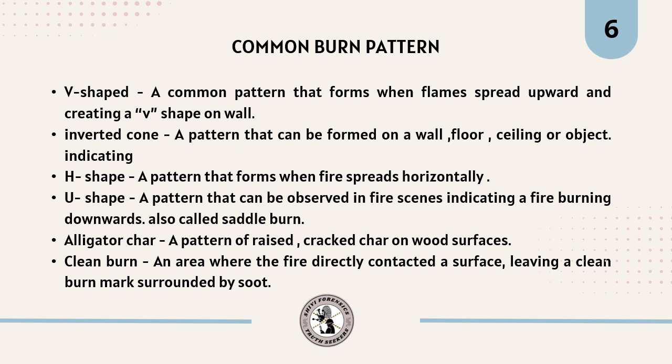A V-shape on a wall is produced by spreading of flame in an upward direction, while inverted cone burn pattern is also called an inverted V pattern, in which the triangle is wider at the base than at the top. A U-shaped fire pattern is a pattern that appears on wall ceilings in the shape of a U, while an H-shaped burn pattern forms when fire spreads horizontally. Alligator char is a pattern which produces cracked char on wooden surfaces, while clean burn is a pattern found on a surface where fire directly connected to the surface leaves a clean burn mark.